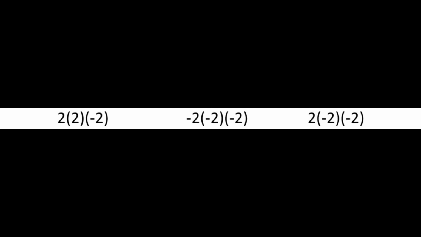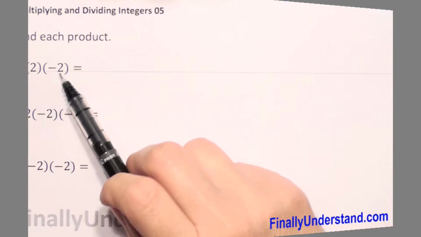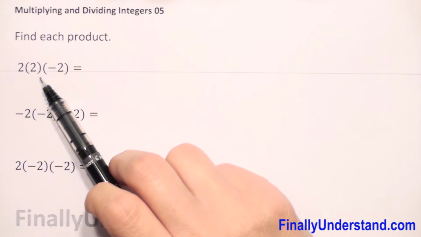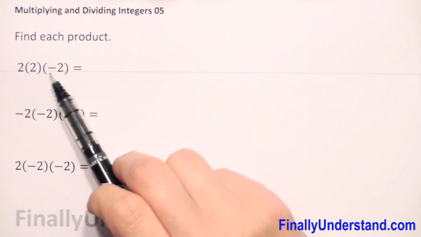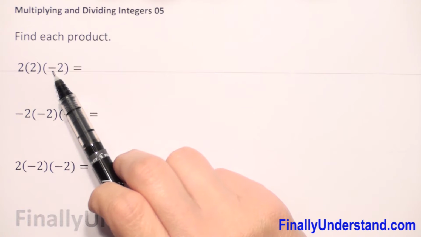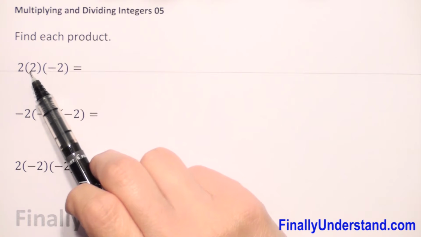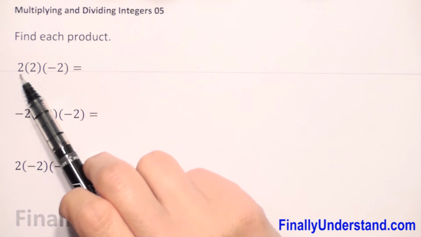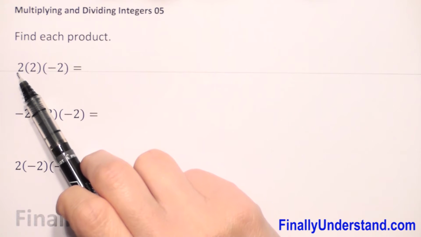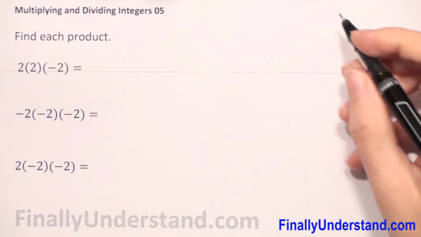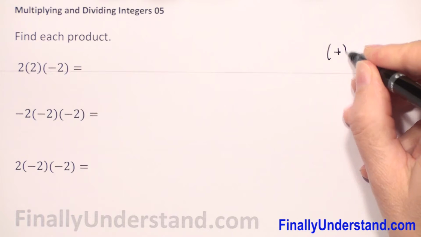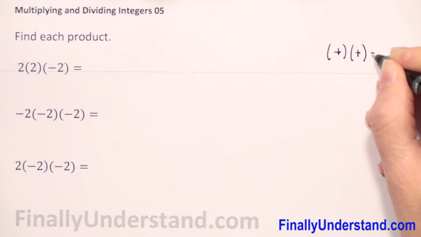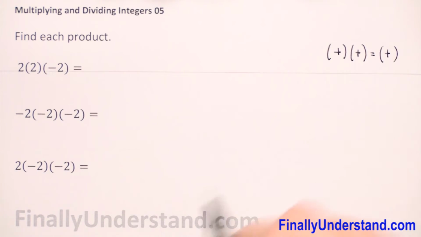Find each product. We have 2 times 2 times negative 2. So first we have to concentrate on our signs. We have a negative sign, and when we don't have any sign, it means that these two numbers are positive. So we have positive times positive. Always when we multiply two positive numbers, the answer must be, of course, positive.